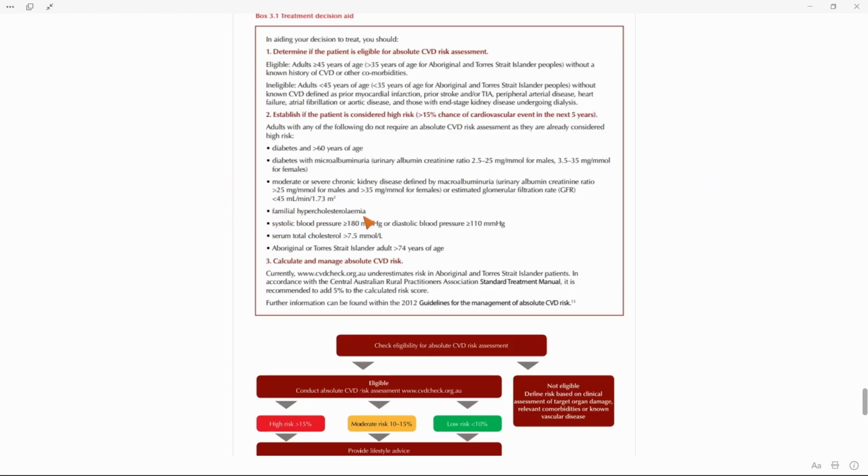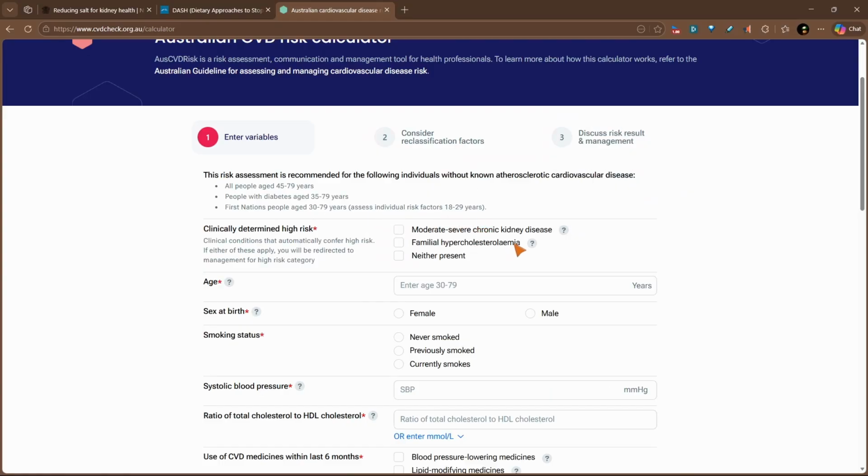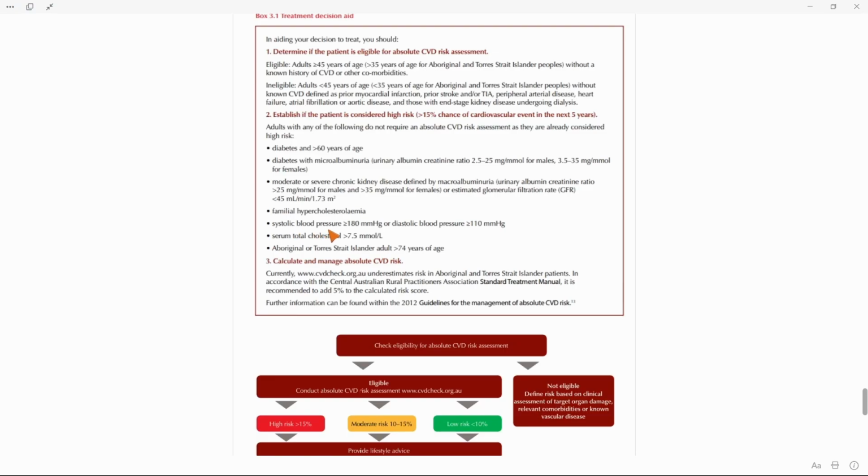Patients with familial hypercholesterolemia, that is the same as the new guidelines. Again, jumping back here, you can see here, familial hypercholesterolemia. If they have a systolic blood pressure of above 180 or a diastolic blood pressure of greater than 110, that's not necessarily true with the new guidelines. I mean, the higher the blood pressure, the more likely they are to have greater CVD risk, but just because the patient has 180 systolic or 110 diastolic does not mean they automatically qualify as high risk under the new guidelines.